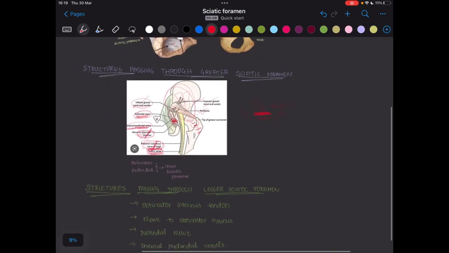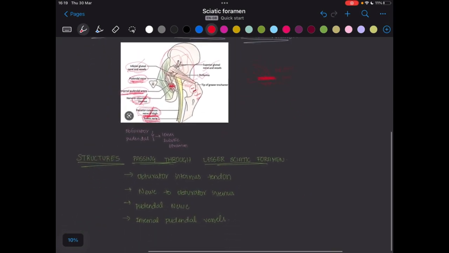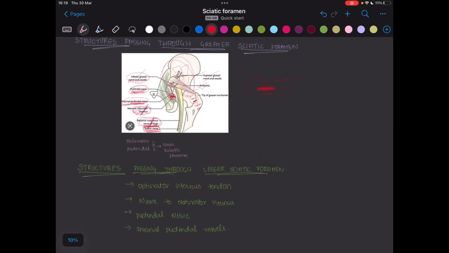So these are all the structures passing through the greater sciatic foramen, out of which the obturator and the pudendal ones, remember these terms, the nerves or vessels related to these terms are going to pass through the lesser sciatic foramen too. That means the internal pudendal artery will be passing through the lesser sciatic foramen, and the pudendal nerve will be passing through the lesser sciatic foramen. The nerve to obturator internus will also be passing through the lesser sciatic foramen.